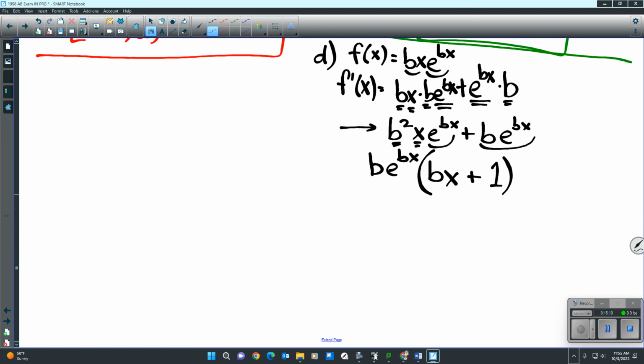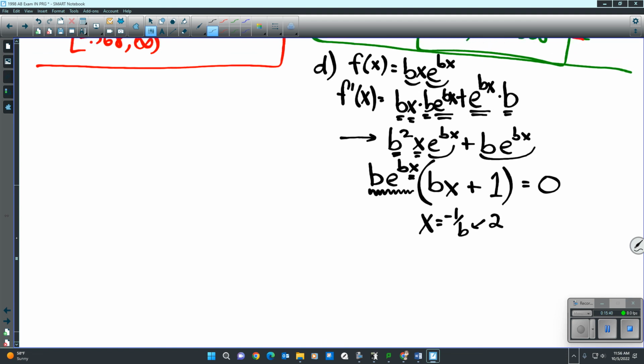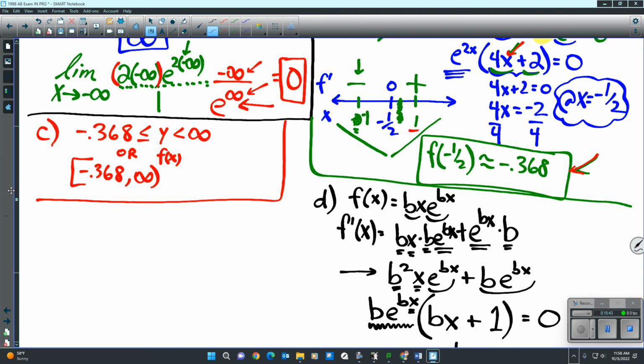Now, minimums happen when my first derivative is 0. Again, this will never be 0. It doesn't matter what you make an exponent, that will never be 0. So, where does this happen? When x equals, well, I'll solve it, negative 1 over b. Remember, our b is 2, right? Didn't it happen at negative 1/2? But our b's are 2.